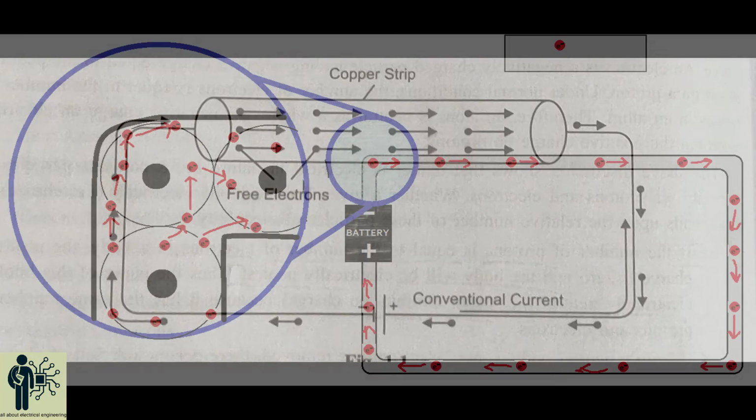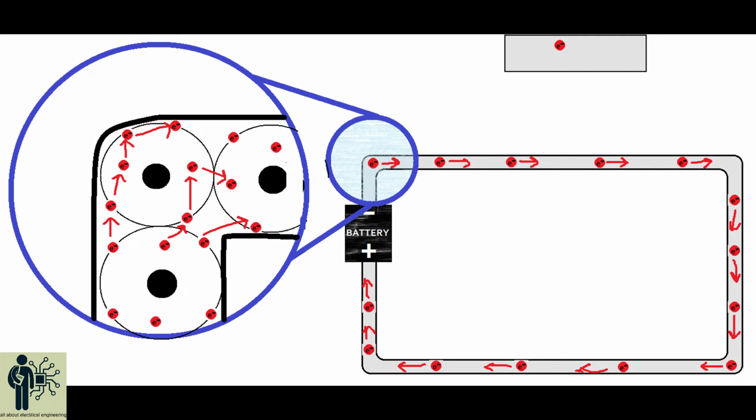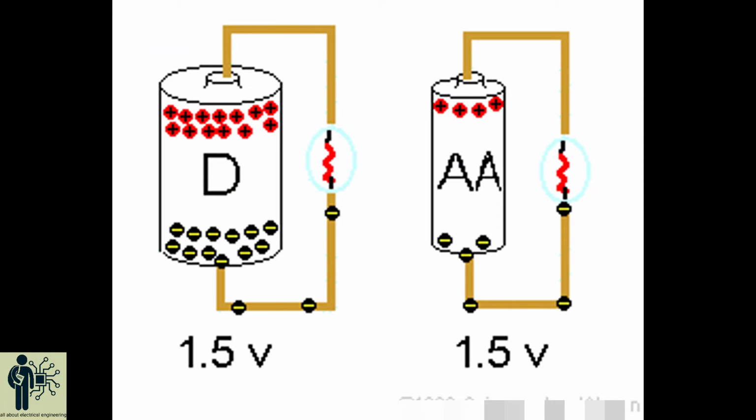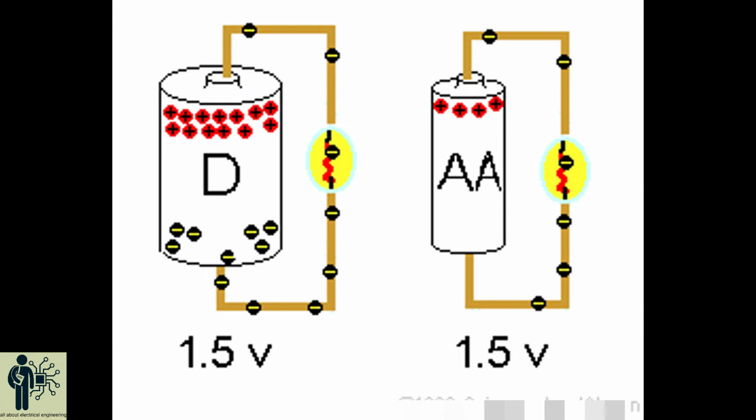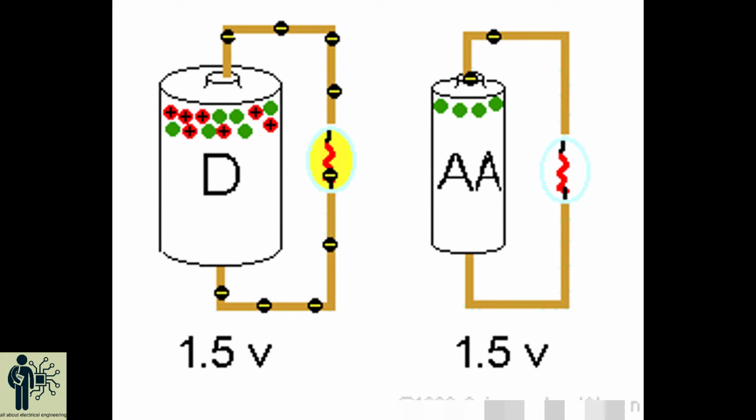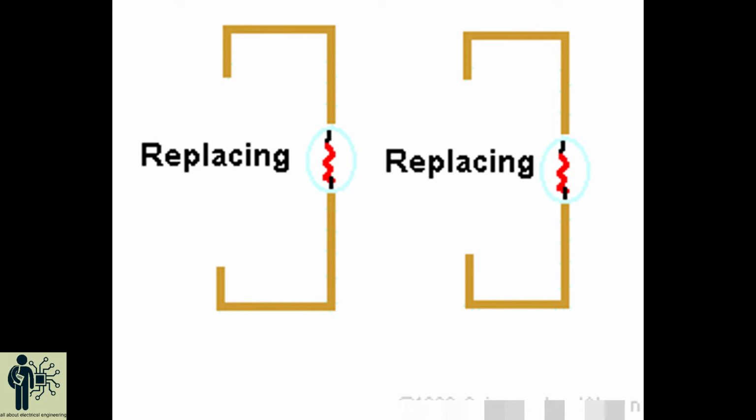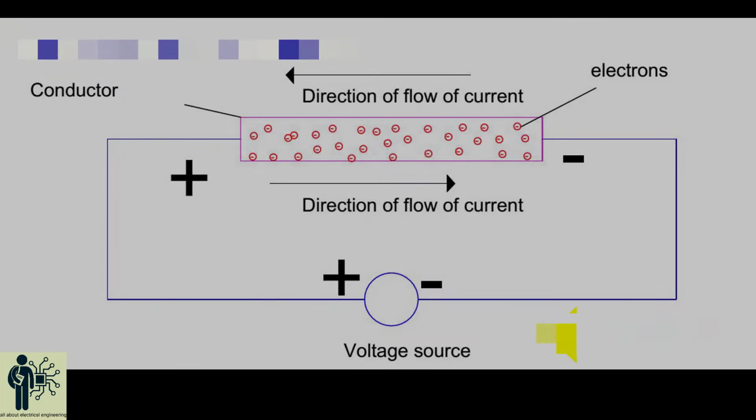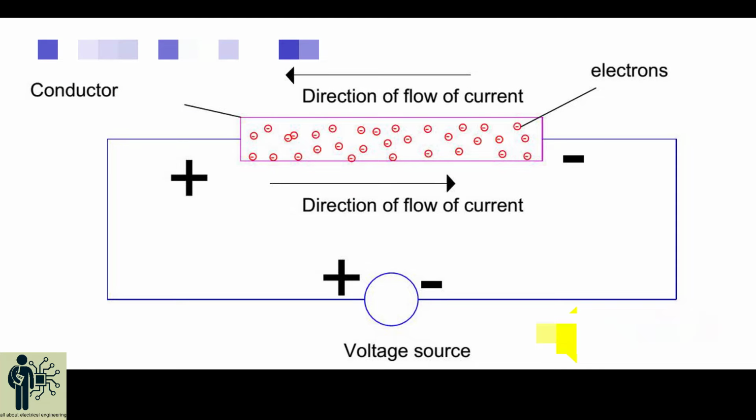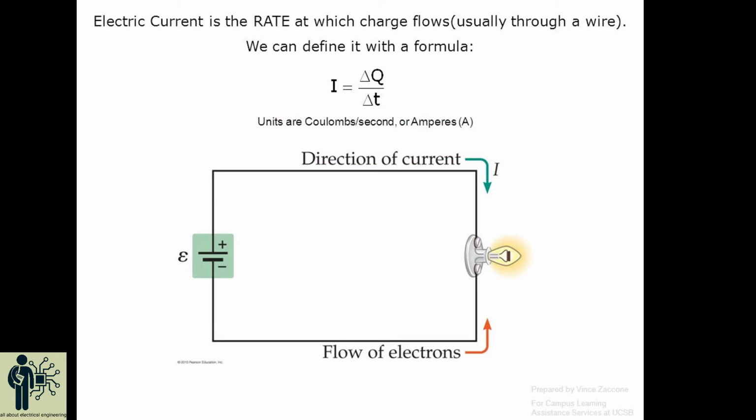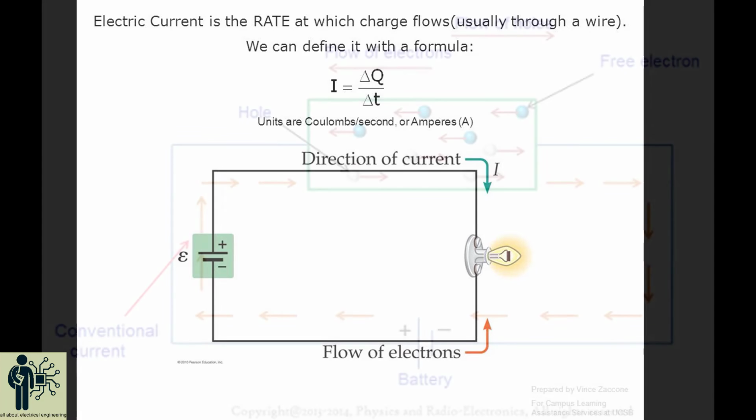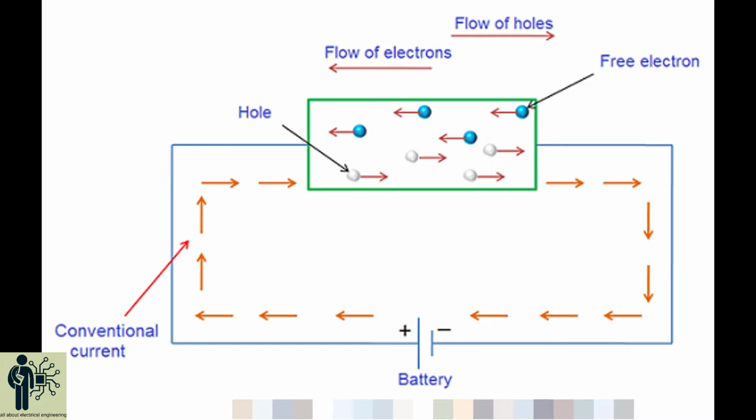The copper strip has a large number of free electrons. When electrical pressure or voltage is applied, then free electrons, being negatively charged, start moving towards the positive terminal around the circuit. This directed flow of electrons is called electric current. But conventionally, the direction of electric current is taken along the direction of motion of positive charges. When current is caused by electrons, the direction of current is opposite to the direction of electron flow.